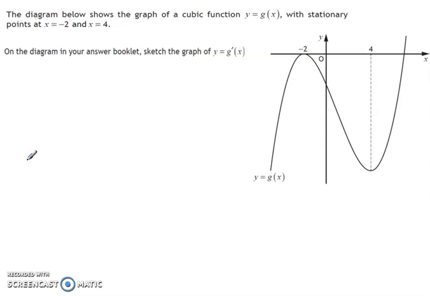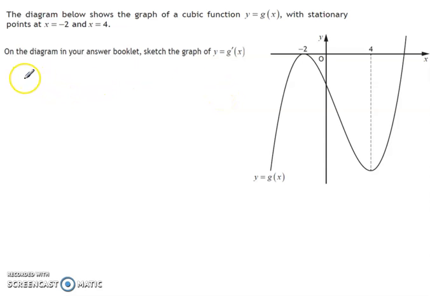Now, there's a couple of things you need to make sure you remember, and the key thing for this type of question is that we're able to relate the derivative to the gradient of the line. Remember, derivative means rate of change. When we're looking at a line, the way it changes depends upon the gradient. It tells us the slope of a line.